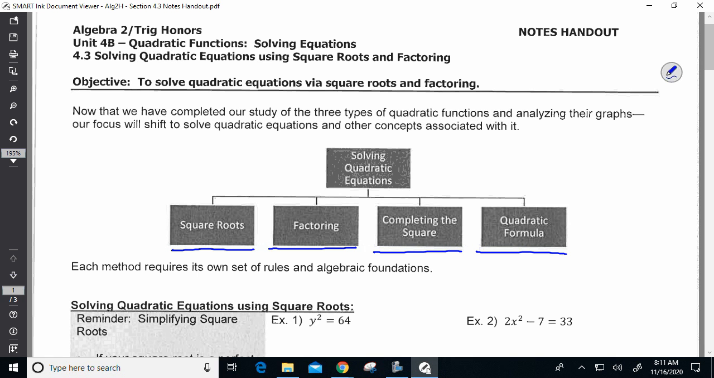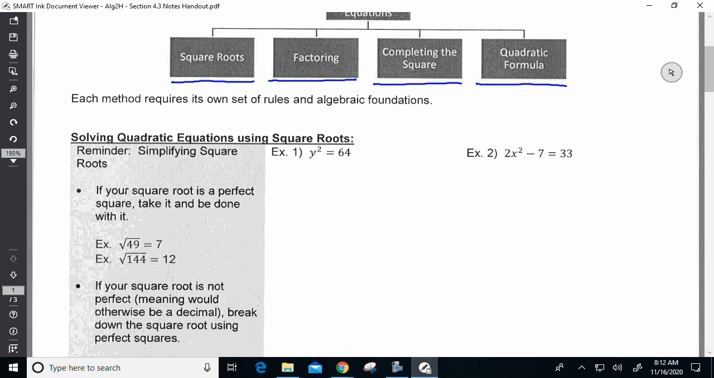So when you have a quiz or a test or your final next month, when it asks you to solve a quadratic equation, unless it specifically tells you to use a particular method, you pretty much have freedom to do whatever you want. Solve it in whichever way you want. So we're going to look at each of the four types, give it its own attention, work problems associated with each of the four types. So let's go ahead and start with the square roots.